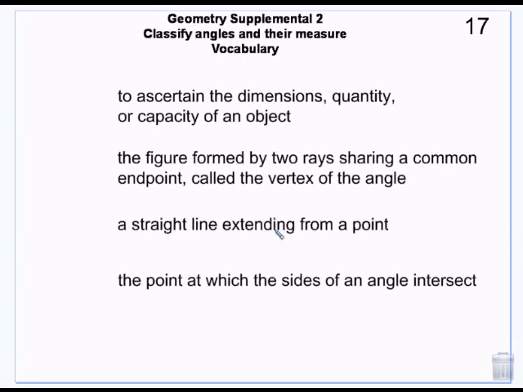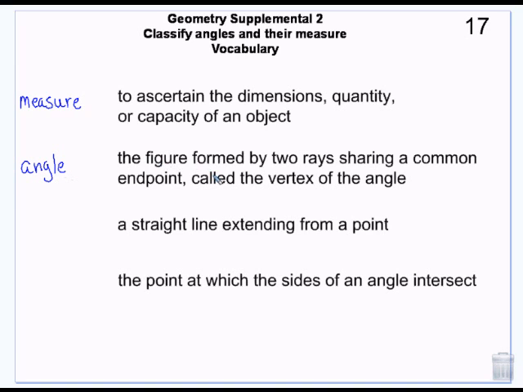We have some definitions. I went over these already, I believe, but I'm going to go over them again. To measure is to ascertain the dimensions, quantity, or capacity of an object. You guys know what measuring is. You don't have to write this down if you don't want to. I do want you to write down angle, though.